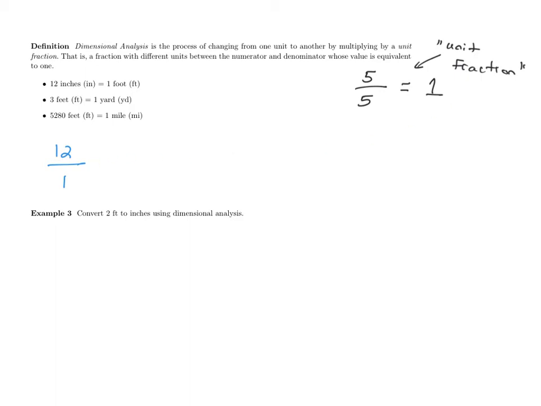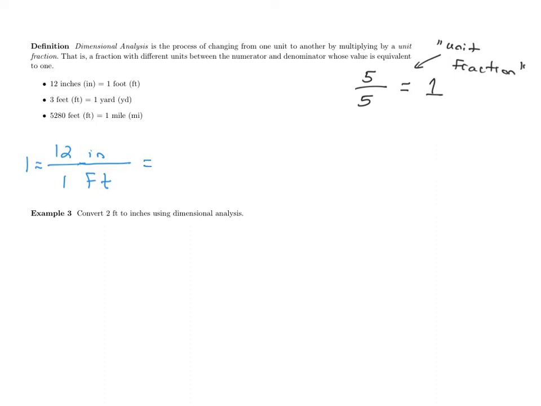However, if you put 12 inches on the top and you put 1 foot in the denominator, is this a unit fraction? And the answer is yeah. Even though the numbers are different, 12 inches is completely equal to 1 foot. So when you simplify this thing, even though the numbers are not the same, it is still equal to 1. And that's because 12 inches with the units is exactly the same thing as 1 foot.